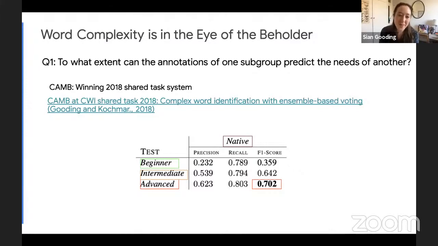So that was question one: to what extent can the annotations predict the needs of one another? Sometimes to an okay degree, but it's always best if you can model using the annotations of the subgroup to begin with.